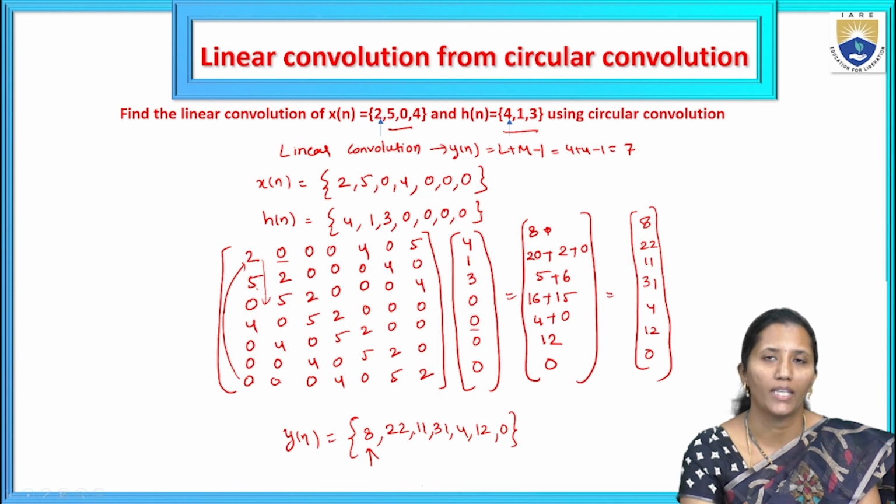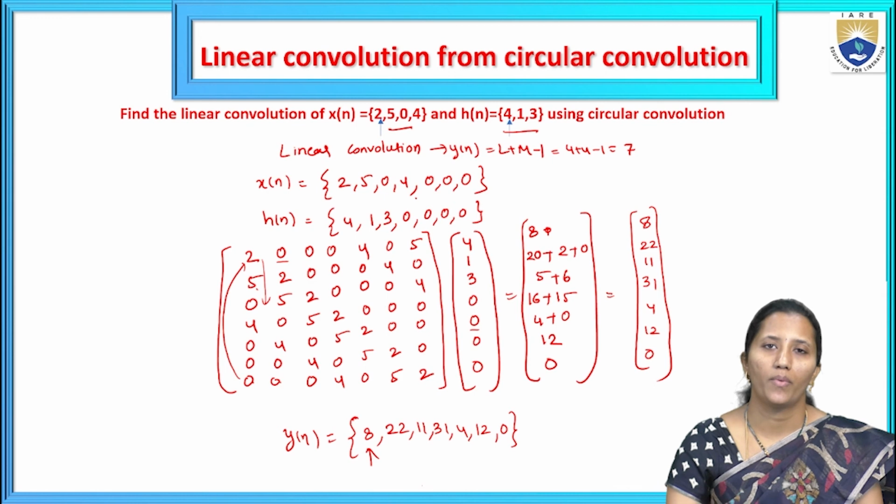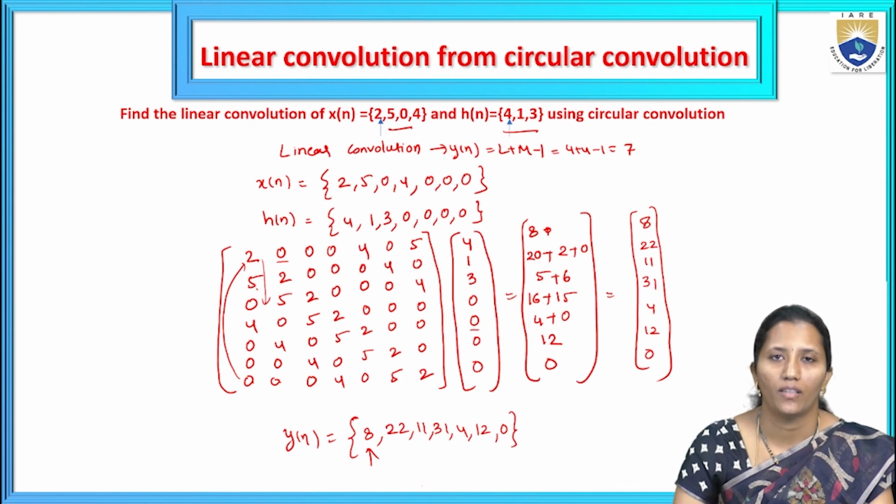But here we have to find the linear convolution using circular convolution. To find the linear convolution using circular convolution, we should make both sequence lengths equal to L plus M minus 1. So these are the problems discussed here about linear and circular convolution.